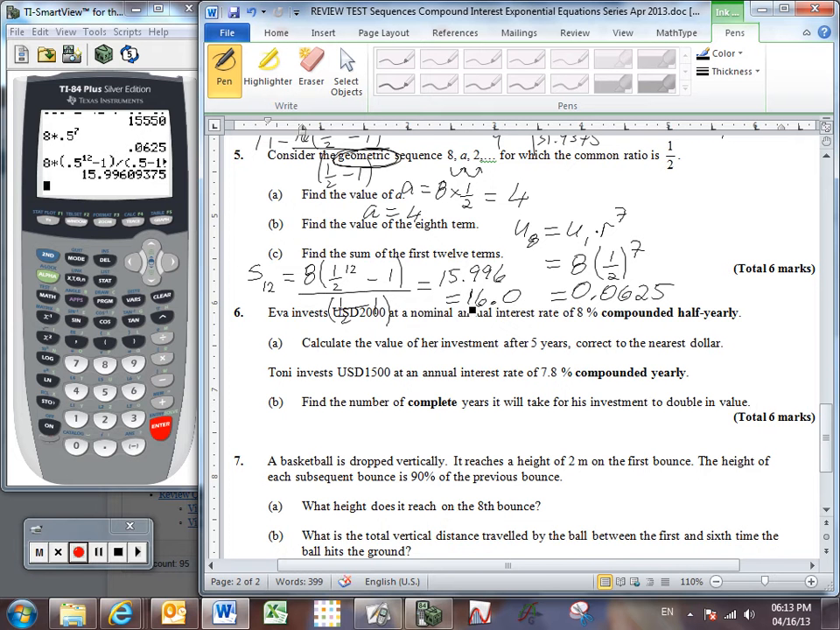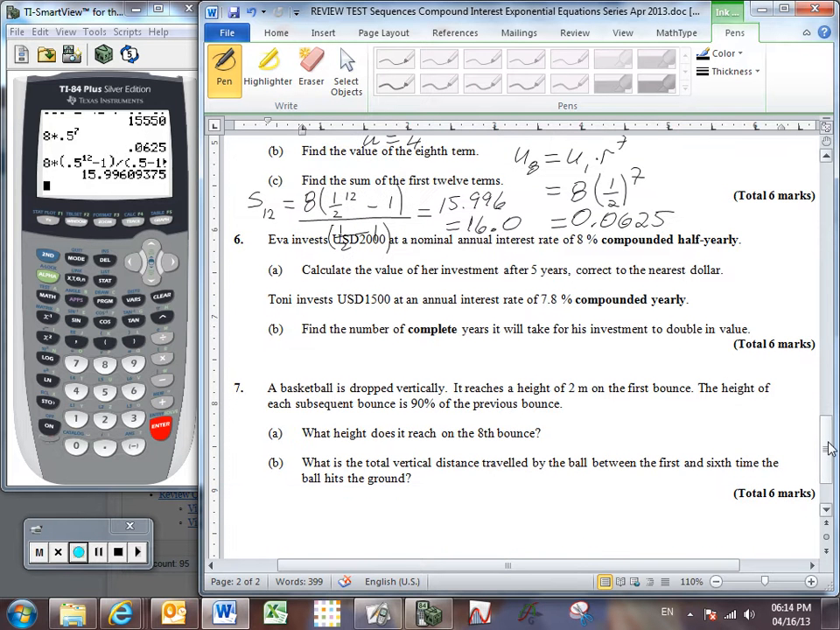Number 6. Eva invests $2,000 at an annual interest rate of 8% compounded half yearly. Now, this is going to be tough to fit in, but let me just remind you that the future value of the money, this is inside your formula package, is equal to the original or principal present value of the money multiplied by 1 plus r over 100k taken to the power of kn, or nk, I can't remember which. And it tells you what all of these different things represent.